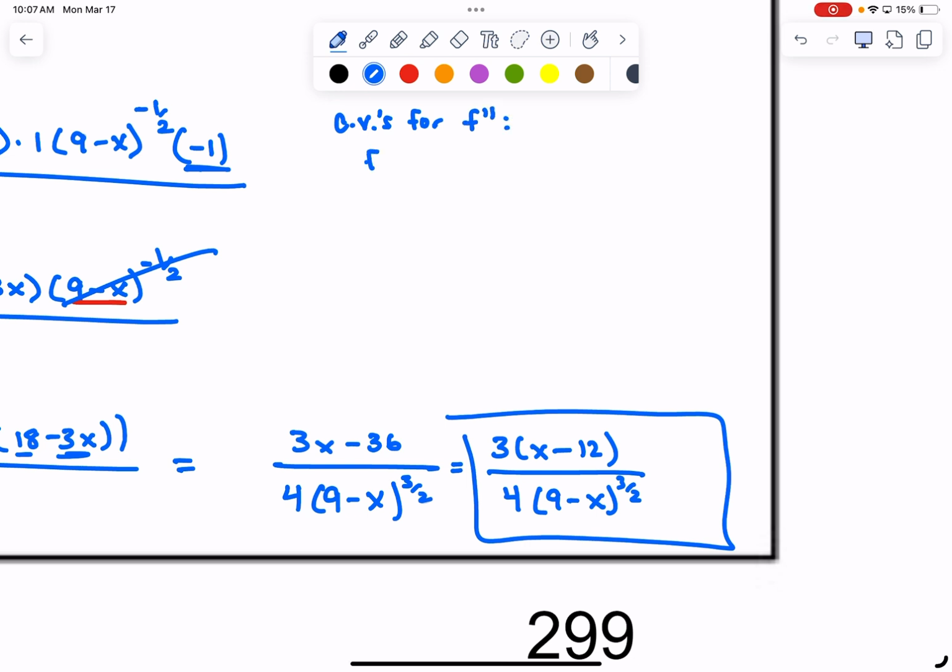All right. Is there a place where the second derivative equals 0? 9 and 12. Well, first of all, let's start where it equals 0. What part makes it equal 0, the top or the bottom? So we get x equals 12.